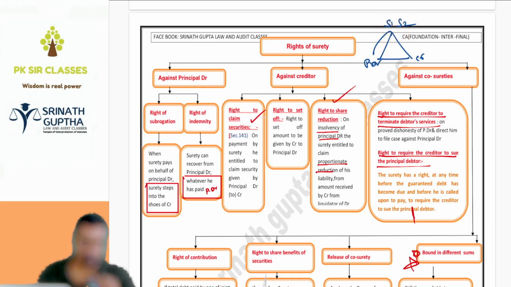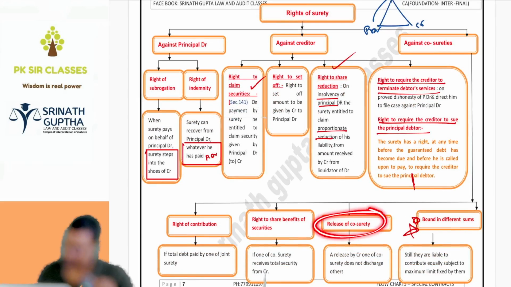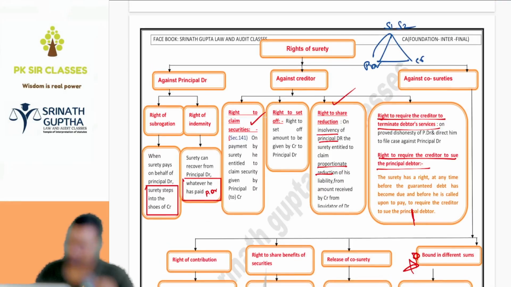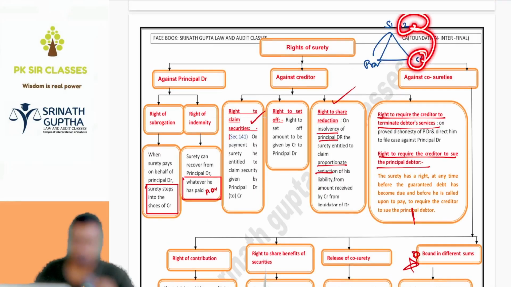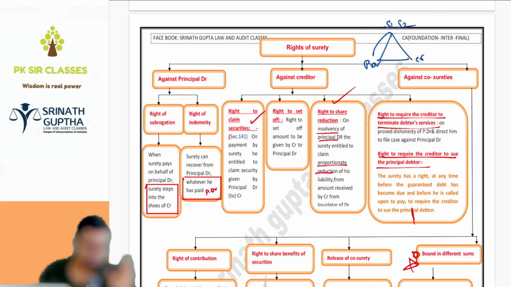If you remember. Next one, right to release of the co-surety. Even if the creditor is releasing one of the co-sureties, the other co-surety will not be released. Yes or no, he has to contribute to the other co-surety. Nothing but joint promises. A, B, C jointly promised to give ten rupees to D. The same concept from performance of a contract.